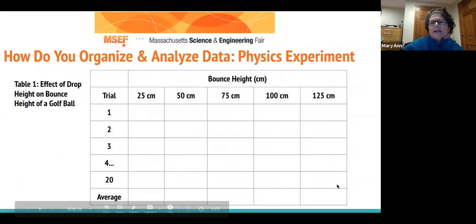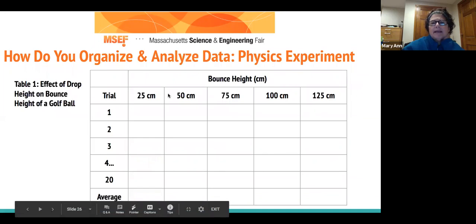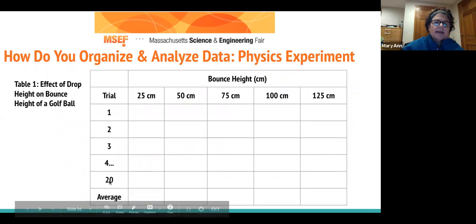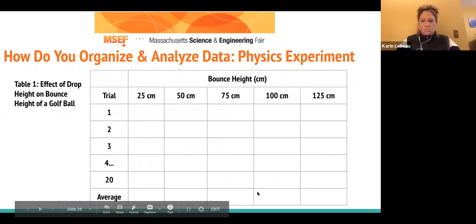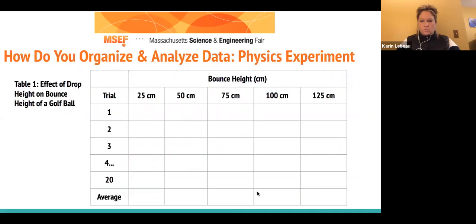And then here's the same thing. So here's the bounce height, again, with independent variables going across the top. And then this would be 20, 25 times going down and then just the average. Oh, that's it.